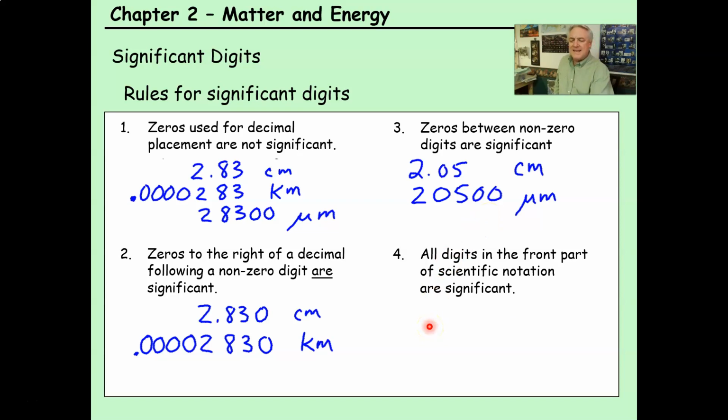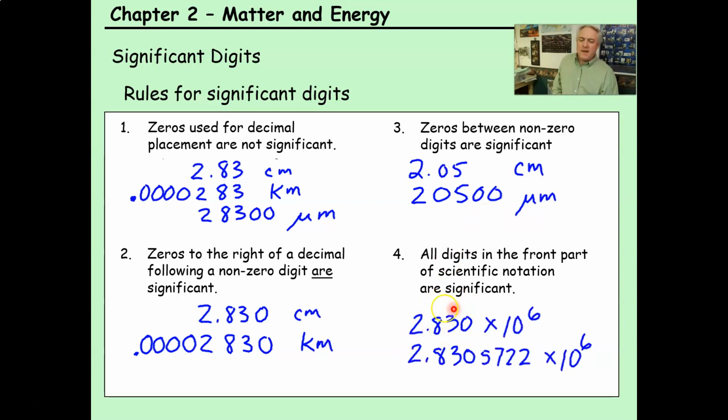Now, when it comes to scientific notation, this front part that is in front of the times 10 to the whatever shows how many significant digits the measurement has. So 2.830 has 4 significant digits. That times 10 to the 6 really doesn't have anything to do with it. That's just telling us where we would have to move the decimal if we were going to write it in non-scientific notation. So this front part, sometimes referred to as the mantissa, is going to tell us the precision of the measurement, or how many significant digits.